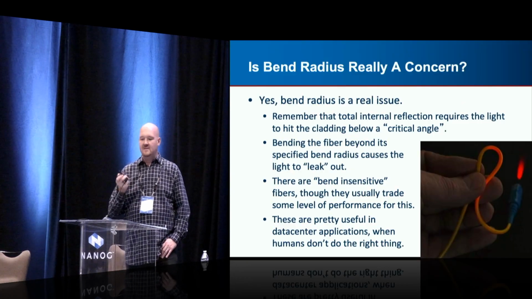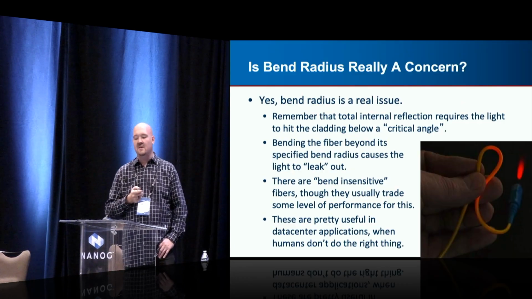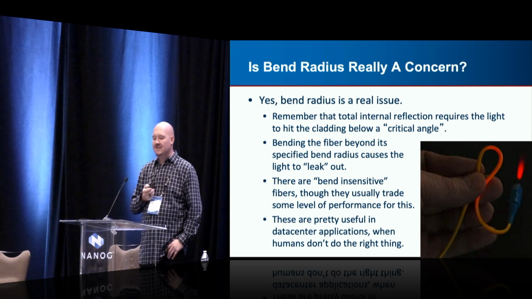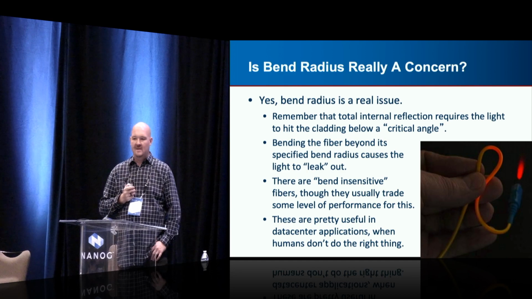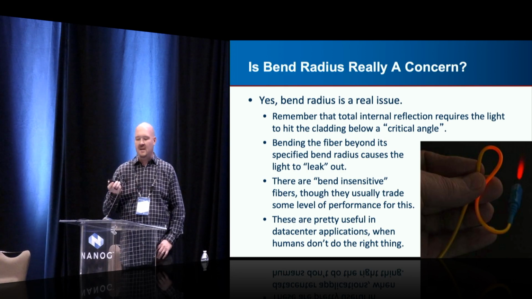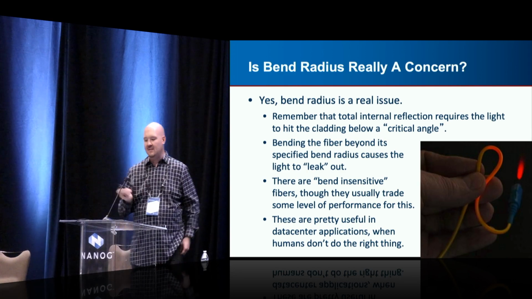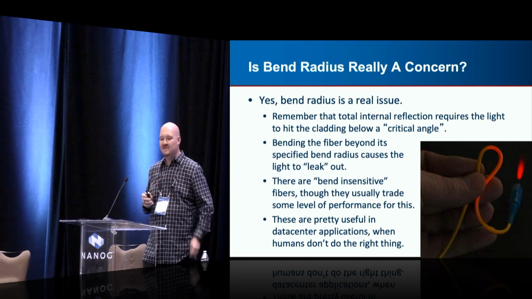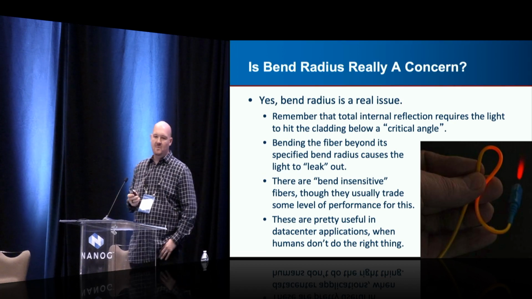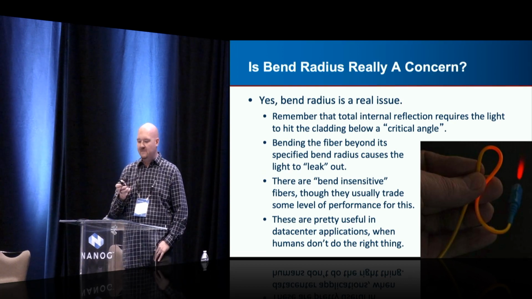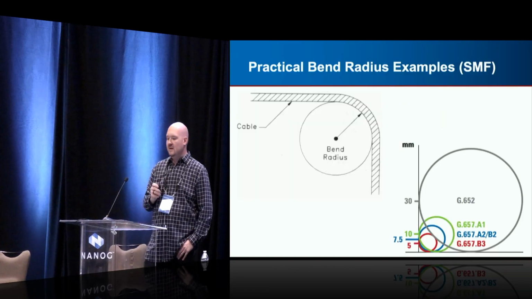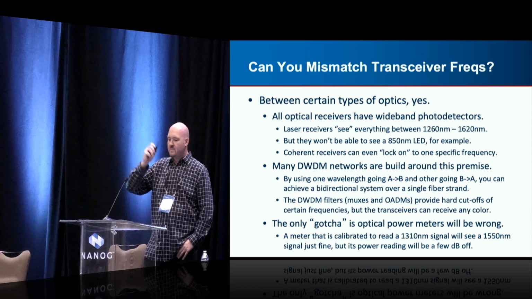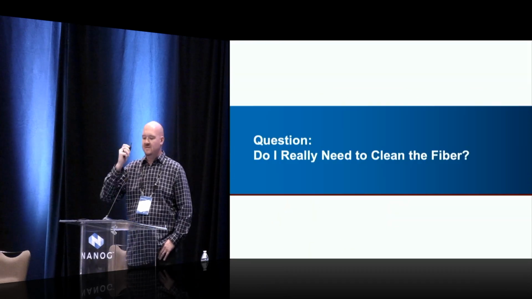Do I actually need to be concerned about bend radius? Yes, it's a real issue. You can actually cause light to leak out the side. Here's an example of what happens when you take a bright LED and bend the fiber past its bend radius, and it literally leaks out the sides of the fiber. So you really want to use bend insensitive fiber if possible when working in a data center so that you don't accidentally cause issues. Different wavelengths can talk to each other. I've said all this before.